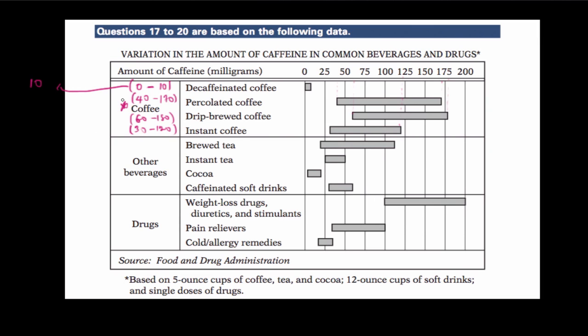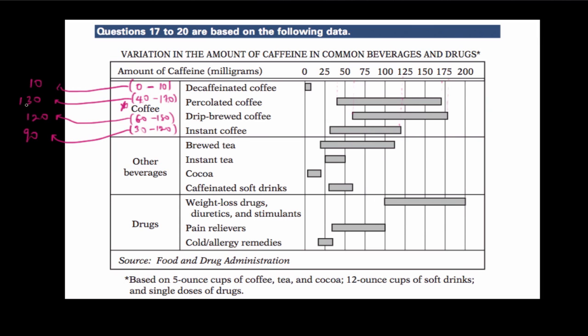For the percolated coffee, the range is the highest minus the lowest, that's 170 minus 40, and that's 130 milligram. For the drip brewed, 180 minus 60, that is 120. And for the instant coffee, 120 minus 30, that's going to be 90.